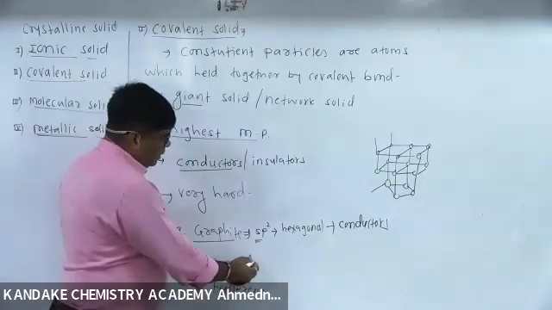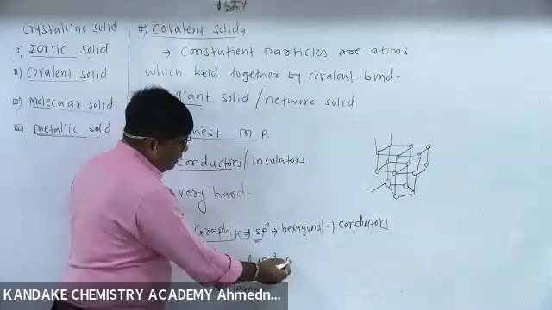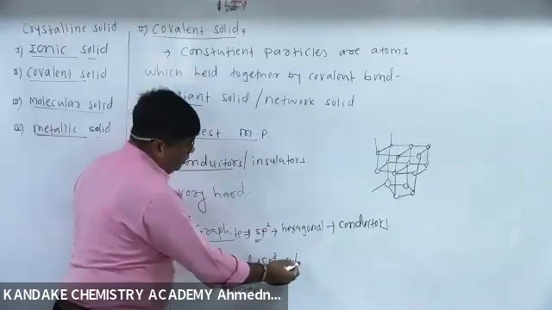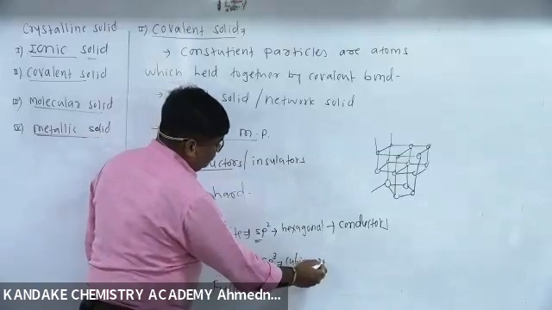Then diamond. Diamond is the sp3 hybridized carbon. Its shape is आता काढलेलं काय? क्यूबिक. Cubic shape. And diamond is an insulator.